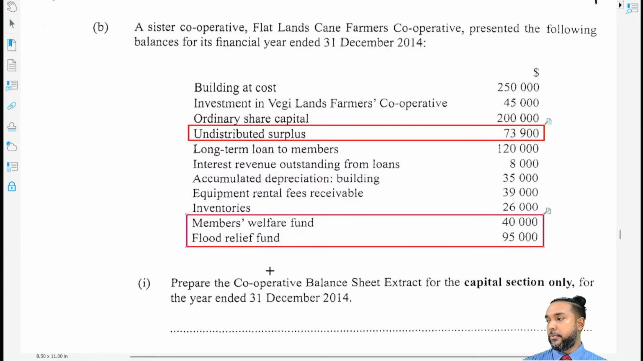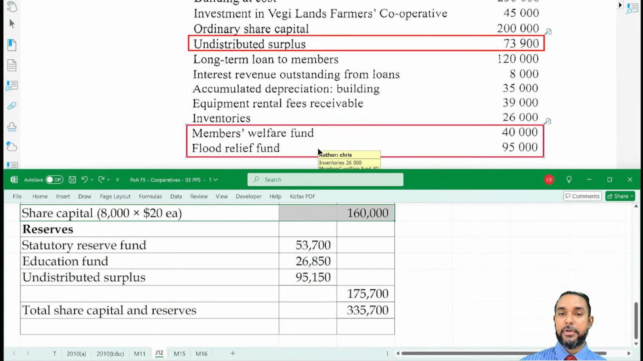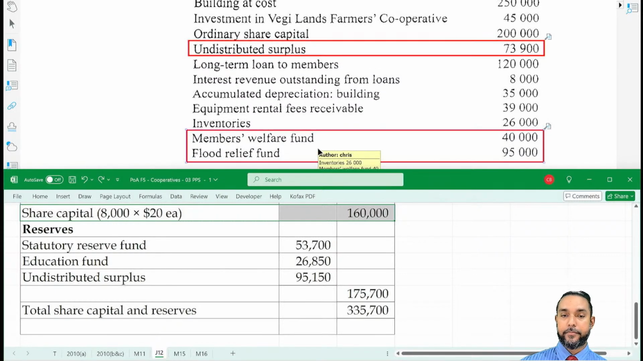So again, what I want you to do, head up Flatlands Cane Farmers Cooperative, balance sheet extract as at, not for the year ended, as at 31st December 2014. You're going to put capital section, you're going to start with the ordinary share capital, then you're going to head up reserves. So much like what we did across here, your share capital and your reserves. So what I'll do is I'll leave that example below.